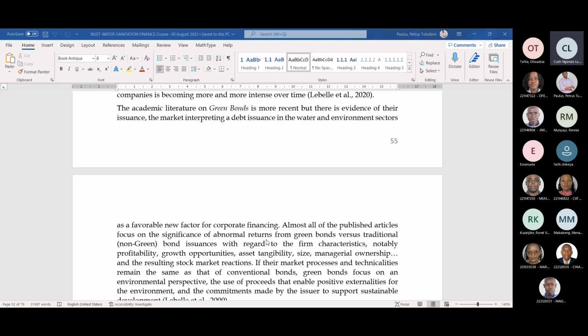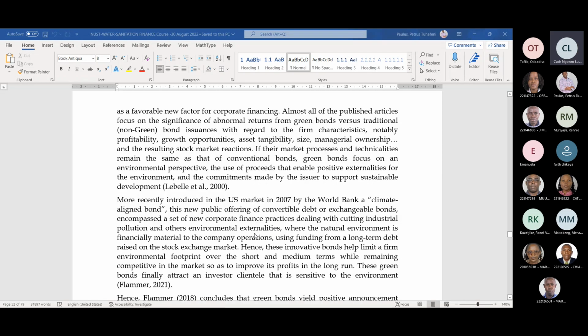Almost all the published articles focus on the significance of abnormal returns from green bonds versus traditional bonds, which are not green. And with regard to the firm characteristics, we note that profitability, growth opportunities, asset tangibility, and large managerial ownership are also taken care of when it comes to green bonds. Which means that you borrow money to achieve environmental sustainability goals, but at the same time, you have to take care of profitability, business growth, and asset tangibility, which are most likely the indicators of business performance.